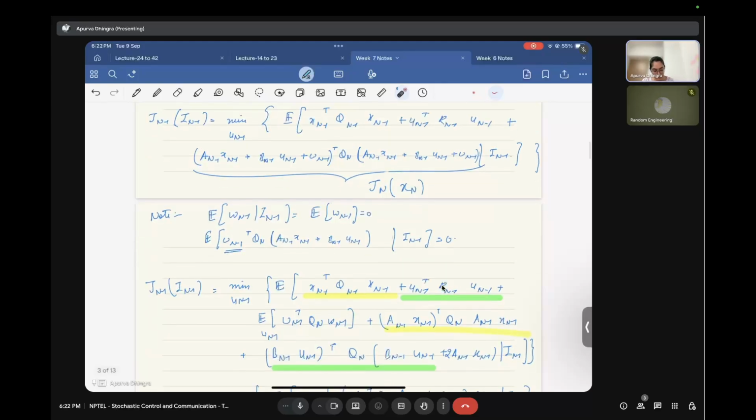Now there's a term which is w n minus 1 transpose Q n w n minus 1. This will not go away because the covariance is finite. So this term will exist as it is.